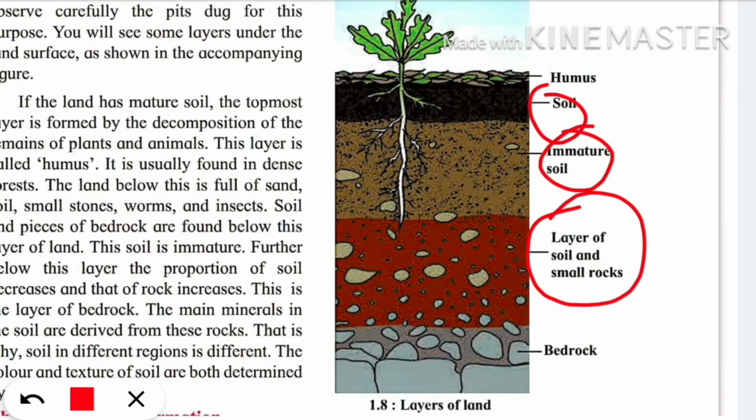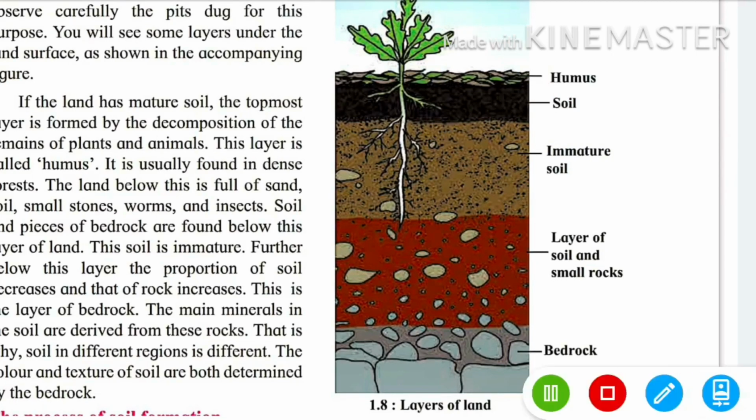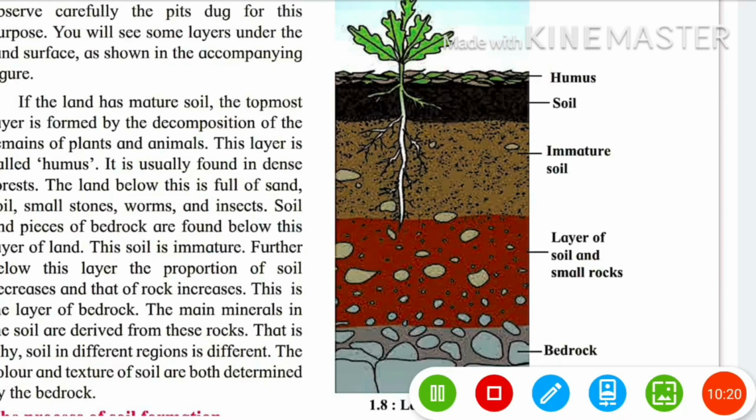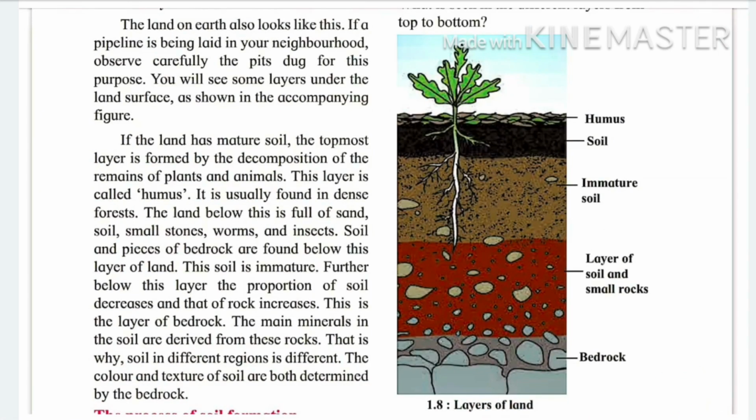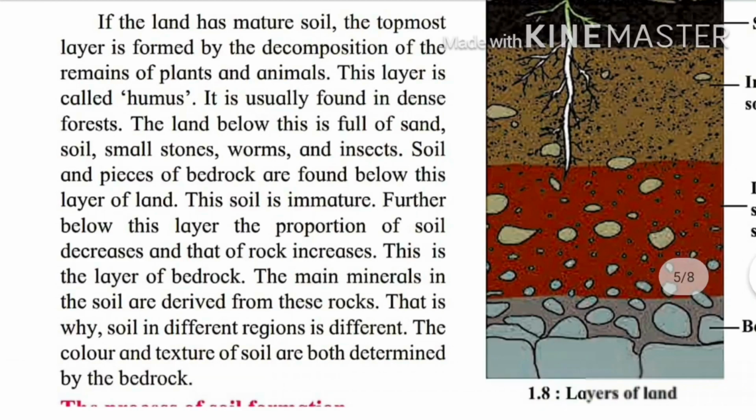The roots of plants are also there. Then immature soil. Then the layers of small and smaller rocks. And lastly, there is bedrock. The bedrock is a very large and hard layer of rock. So now we are going to see what is meant by humus.